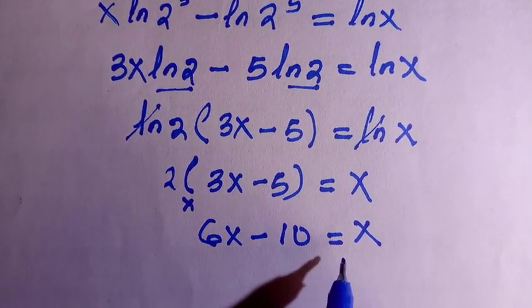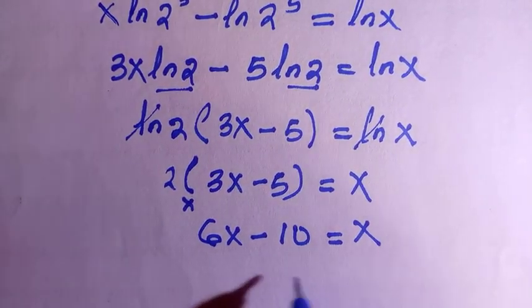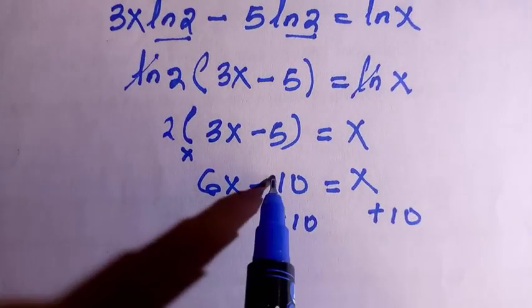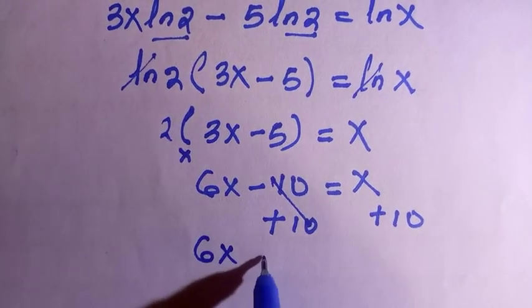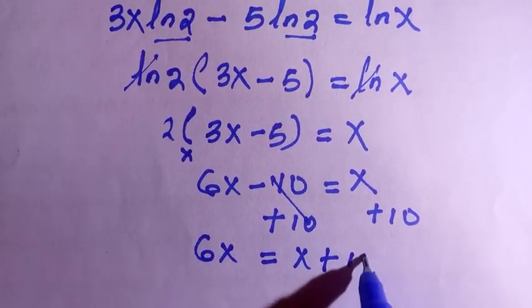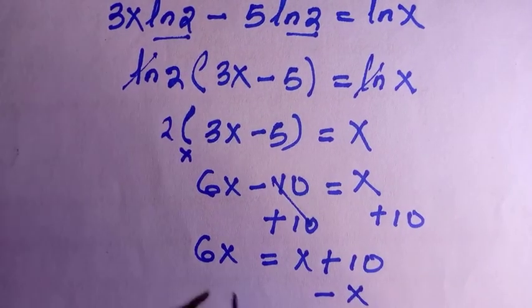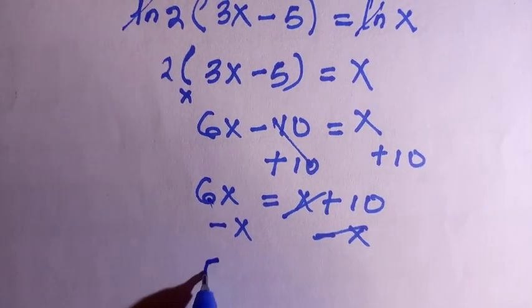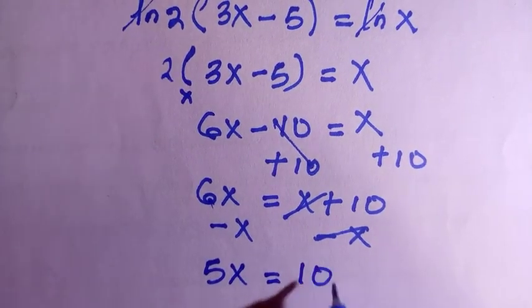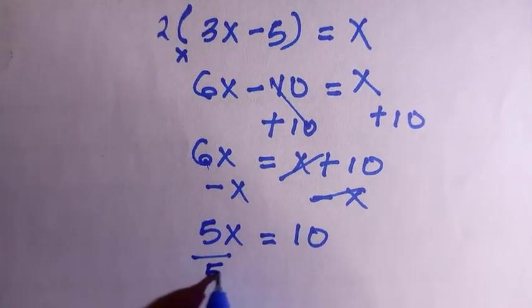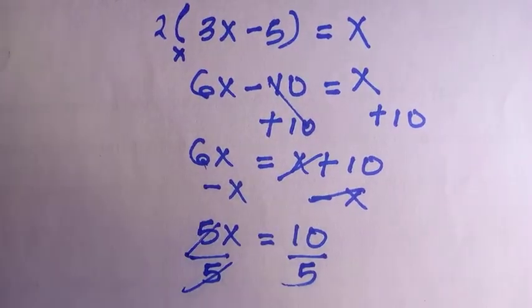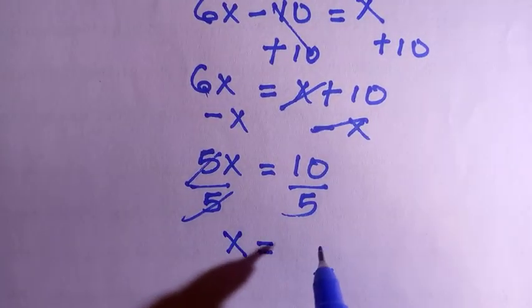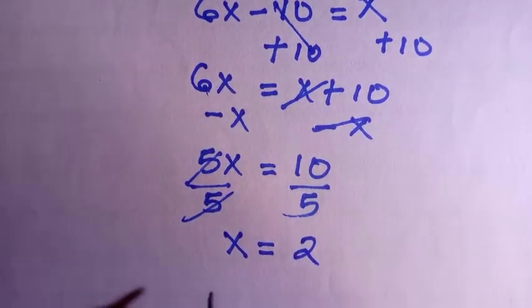Then we start grouping. If I decide to add 10 to both sides, these two cancel, and here is 6x equals x plus 10. But x plus 10 is not 10x, so we just subtract x from both sides. Subtracting this, we have 5x equals 10. And by dividing both sides by 5, the value of x equals 10 over 5, that is 2. Then we have x equals 2.